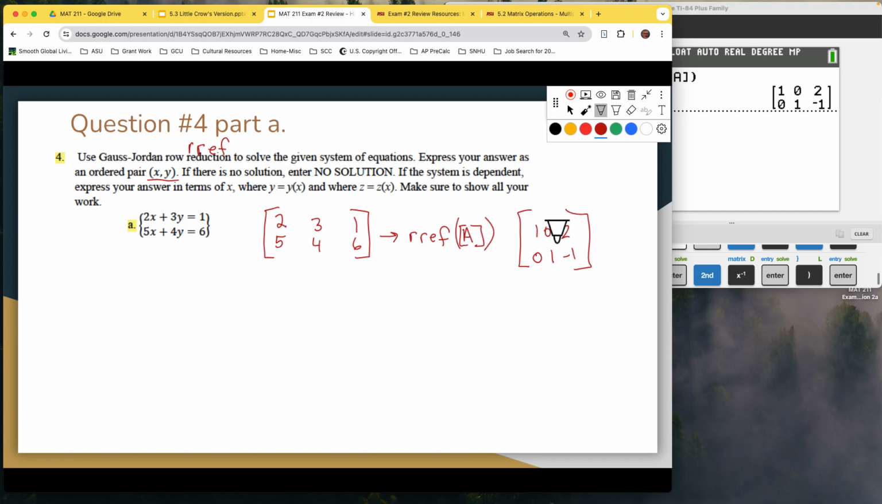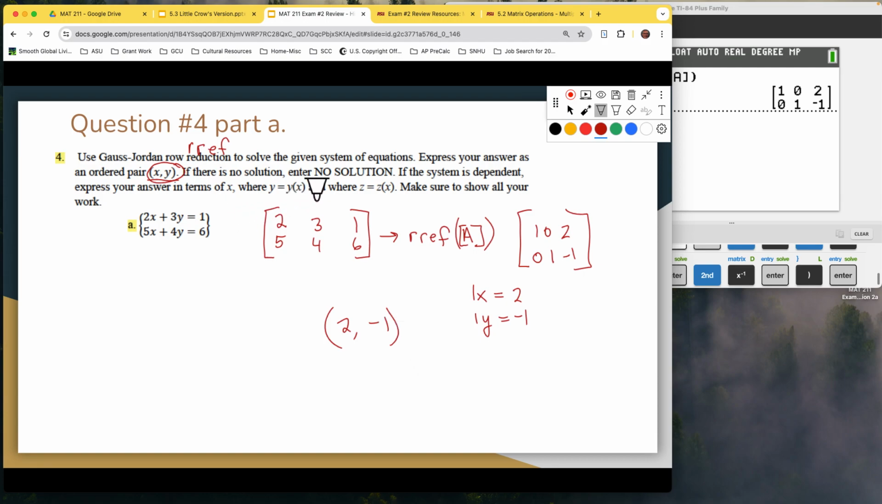And for my final answer, remember, we translate back. This is saying 1x equals 2 plus 0y if you want, but we don't have to put it. And then the second row tells us 0x plus 1y equals -1. So our answer, as they want it, as an ordered pair, is going to be 2, -1. But this is sufficient work shown that I was able to get it.